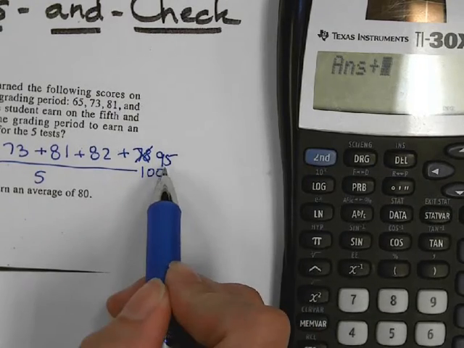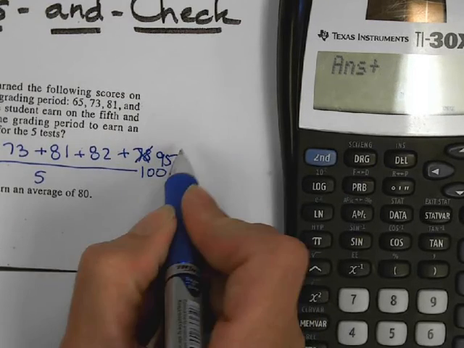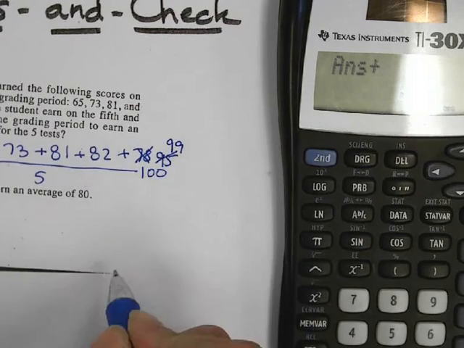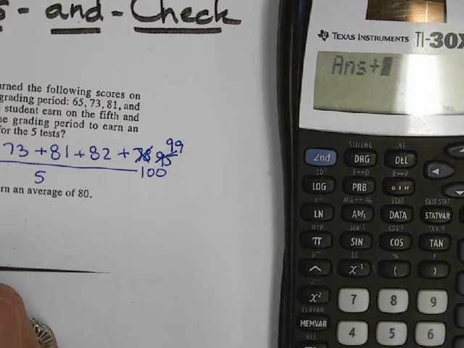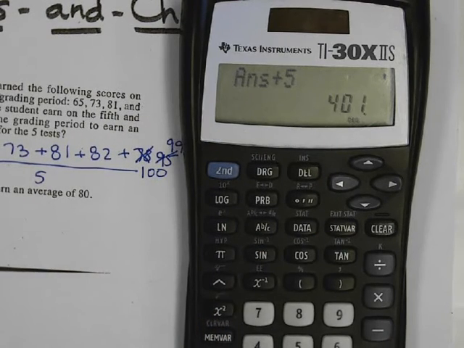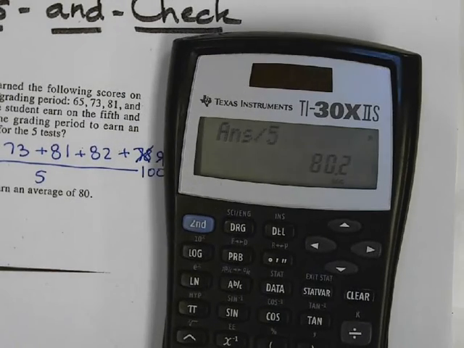Oh my goodness, I put in a 95 here instead of a 99. Well, I should have put a 99 here, but I put a 95. That was not the choice. I should have used the 99. But let's just put in 100, which is 5 more points, divided by 5, 80.2.